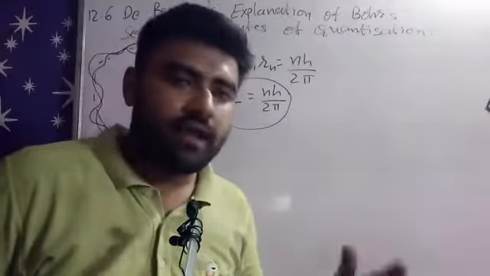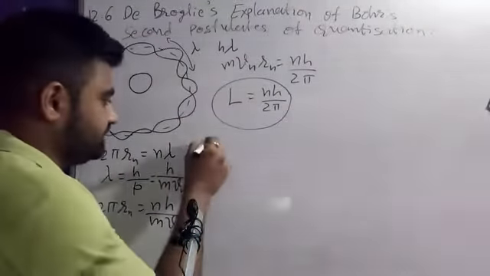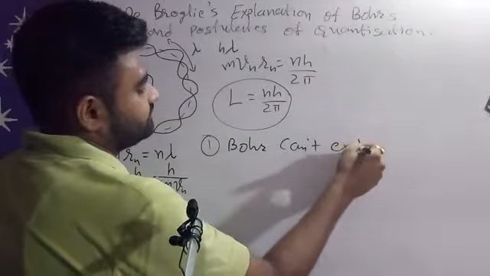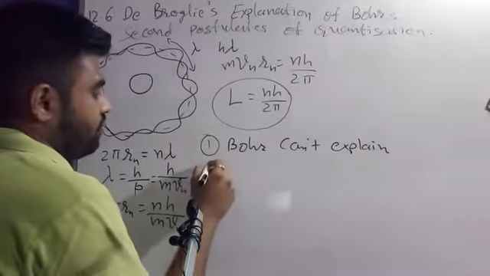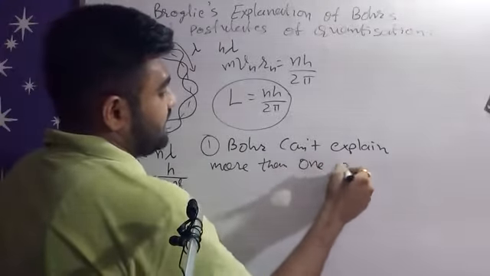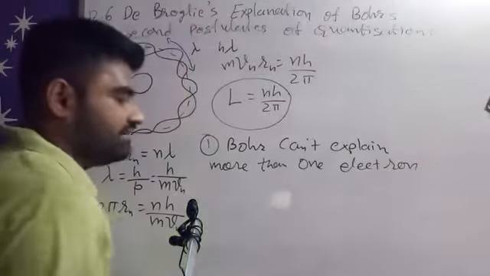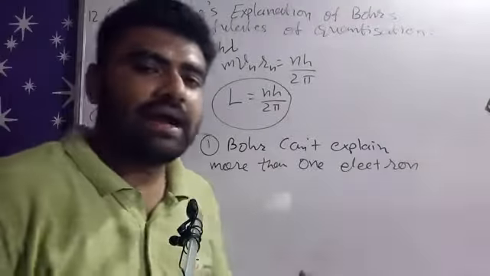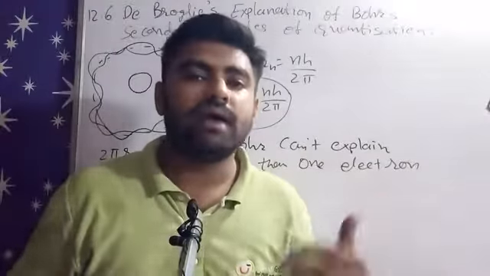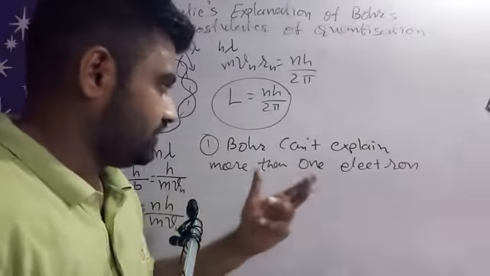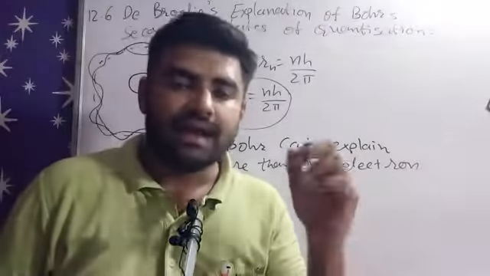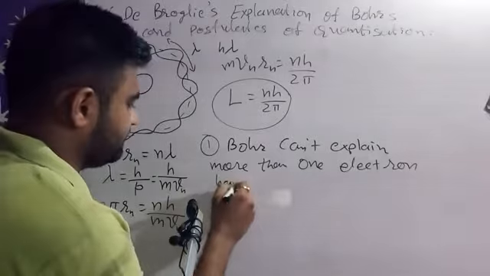Why did Bohr fail at this explanation? First, Bohr can't explain atoms with more than one electron. For example, Bohr explains only the hydrogen atom, which has only one electron, but it can't explain helium, lithium, beryllium. Because of some complexity, Bohr can't explain atoms having more than one electron.